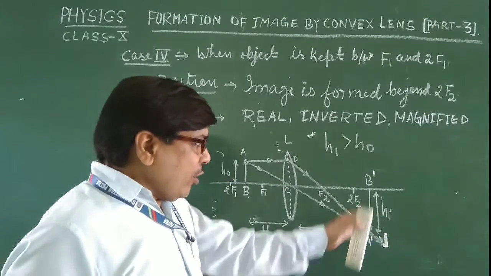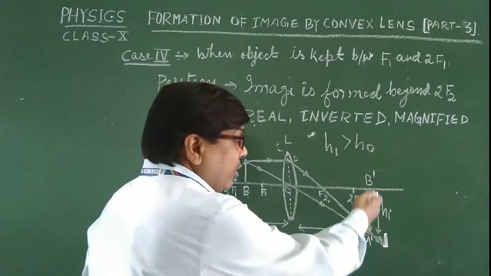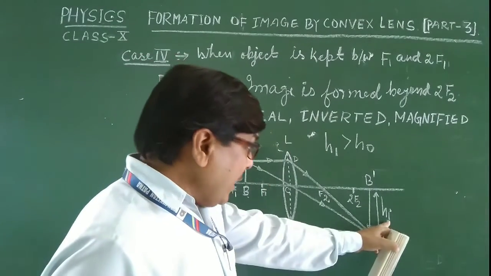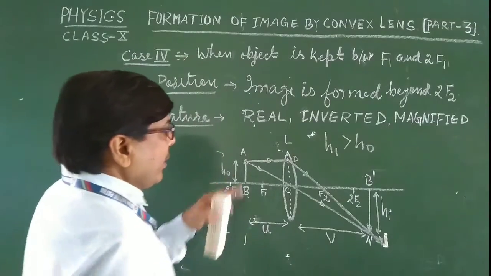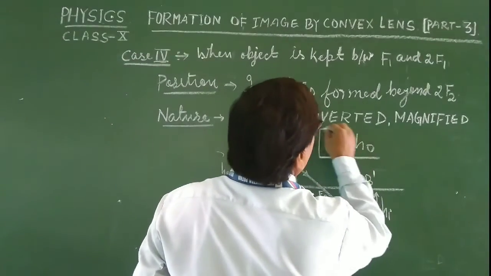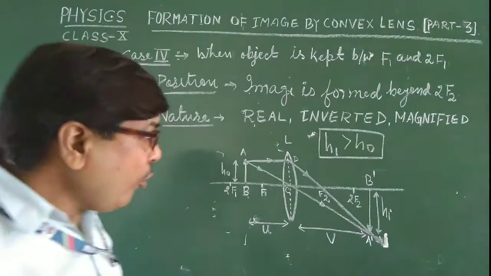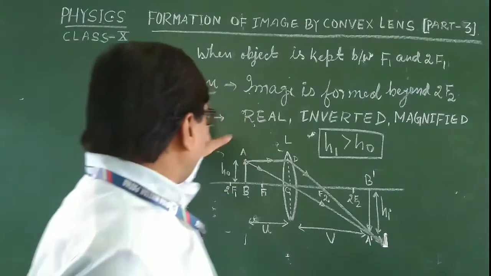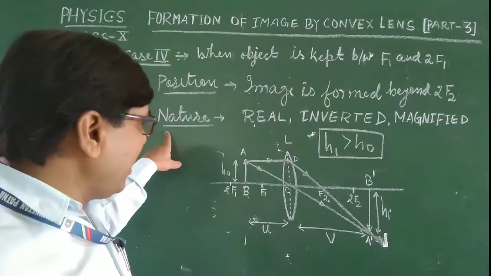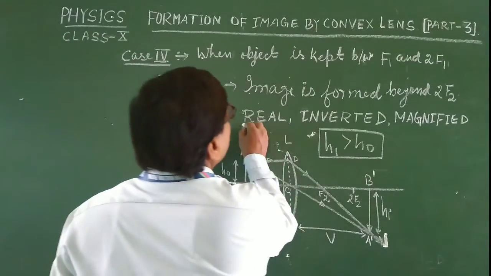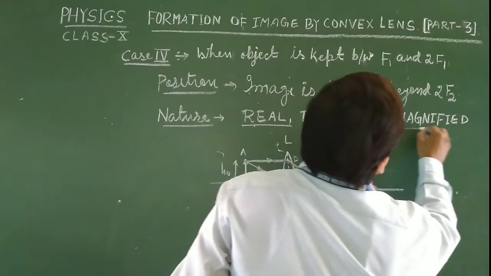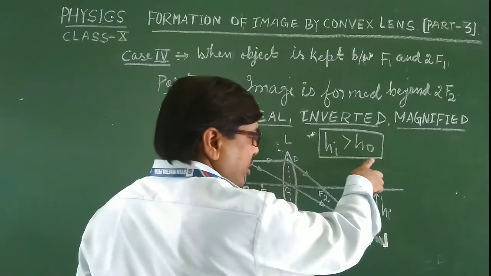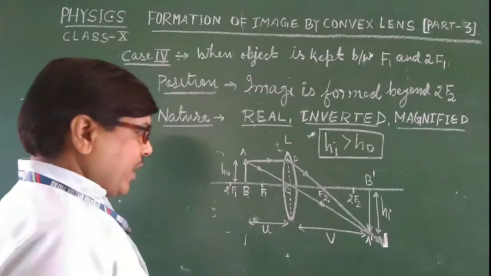We can see from the diagram that this image is inverted. It means it is real, and HI is greater than HO. The height of the image is greater than the height of the object, so it forms a magnified image in this condition. So the nature is real, inverted, magnified, and HI, the size of the image, becomes greater than the size of the object.